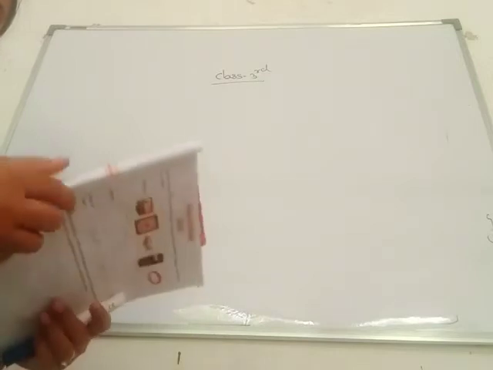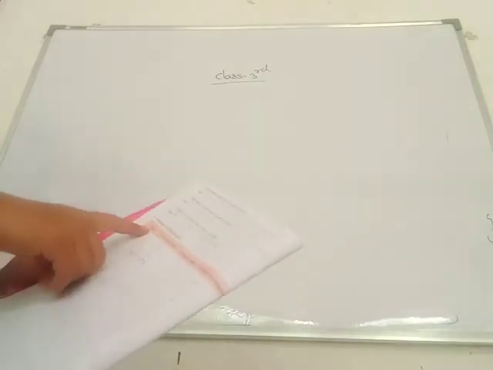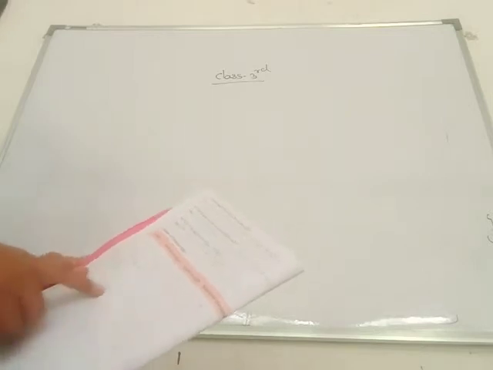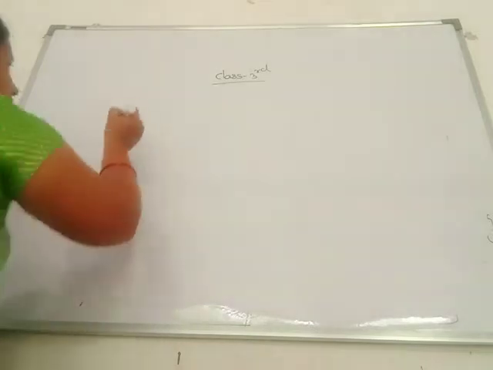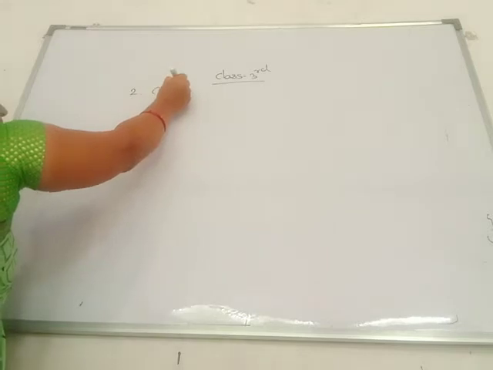Then next one, see here one question given. Complete the following table. Here figures are given. Then you write in front of this the name of the figure, then the number of edges and number of corners. In your notebook you draw this figure. Firstly write the question: Complete the following table.